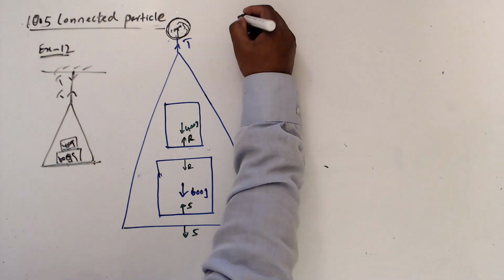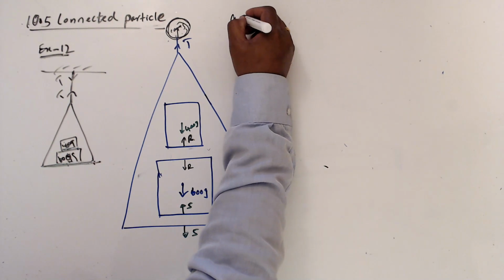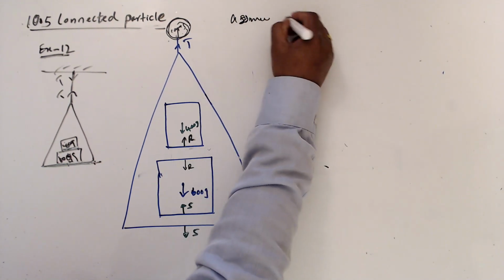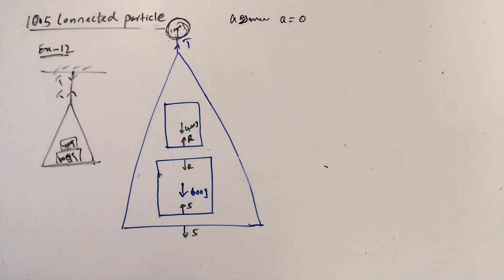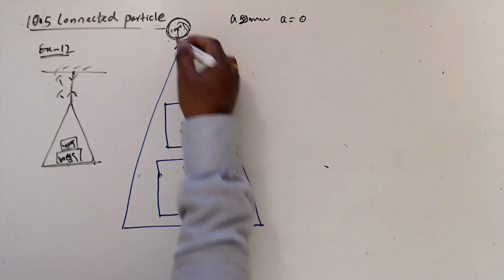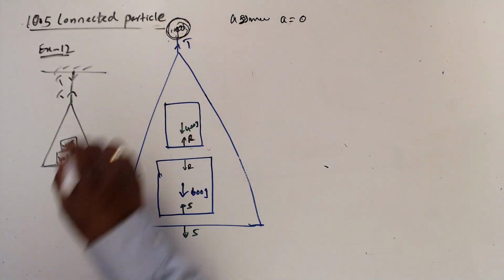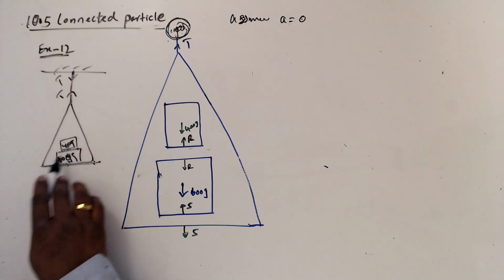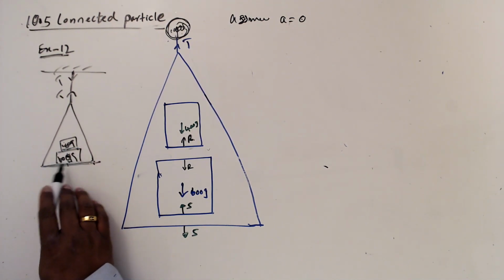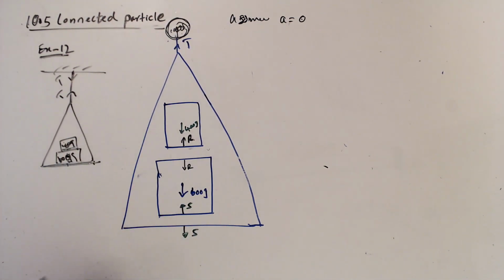So under one condition, assume a equals 0. It is stable, it is hanging, and we know that when 400 and 600 weights hang on this, the tension should be 1000. So this is the general sense. Now we'll work with the equations.